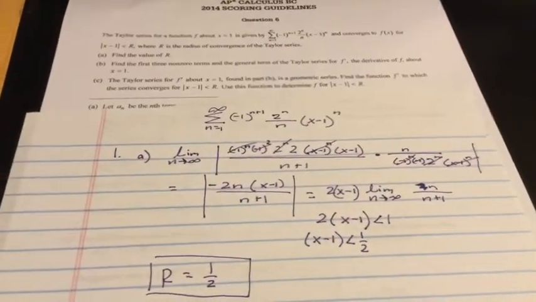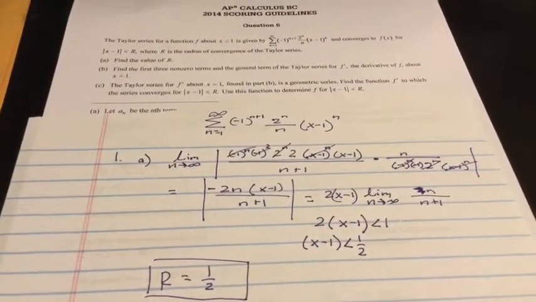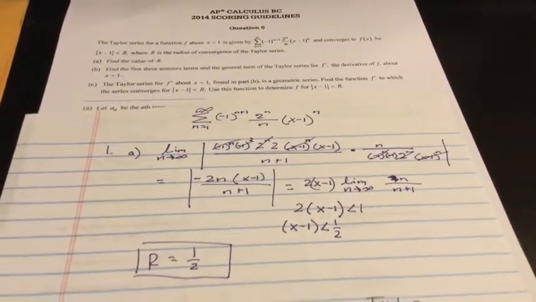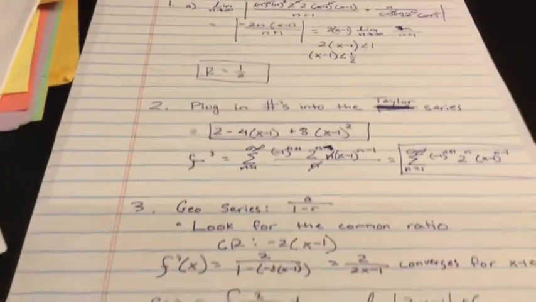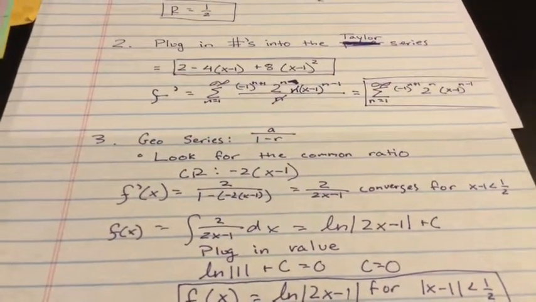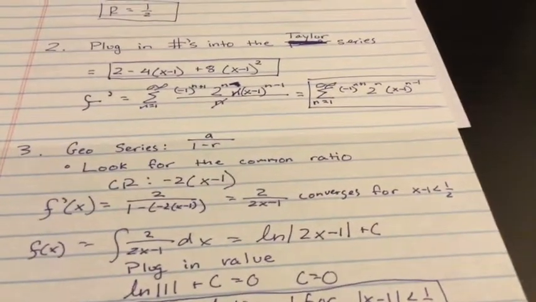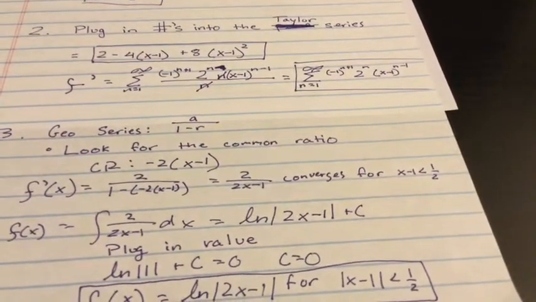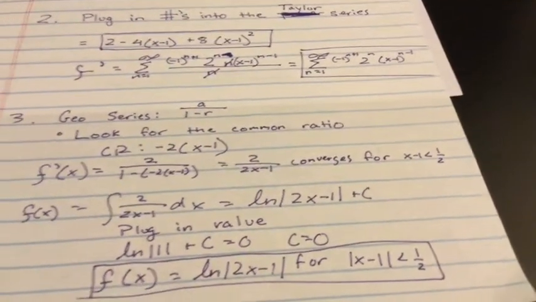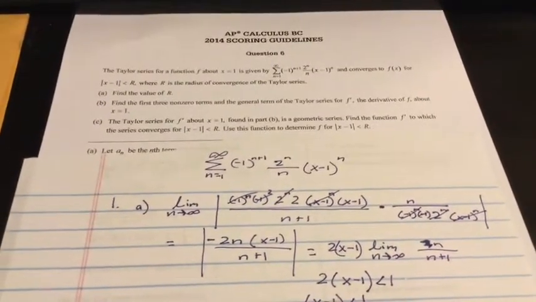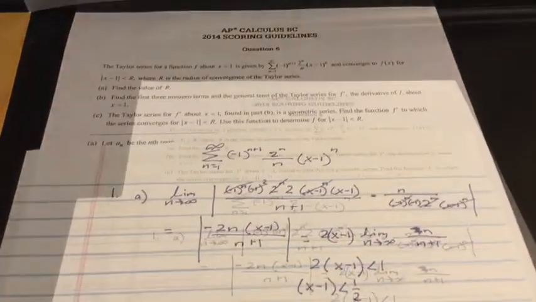And now we need to focus on the second part of the question. Use this function to determine f for x minus 1 is less than r. So what we need to do is take the integral of what it converges to, and put it into f of x, which we get ln, natural log, of absolute value of 2x minus 1 plus c. Now we need to plug in our known value. Looking back at the problem, we know that f of 1 is equal.